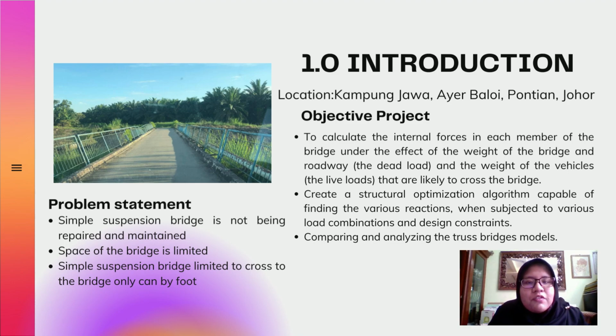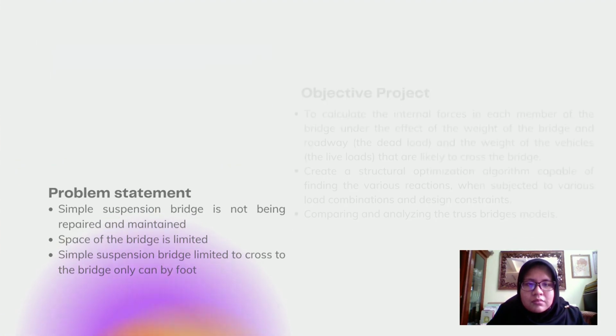To calculate the internal force in each member of the bridge under the effect of the weight of the bridge and roadway, the dead load, and the weight of the vehicles, the live load, that are likely to cross the bridge. Create a structural optimization algorithm capable of finding the various reactions when subjected to various load combinations and design constraints, comparing and analyzing the truss bridge model.